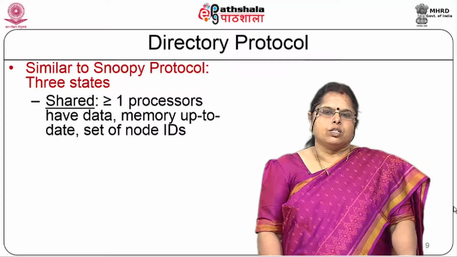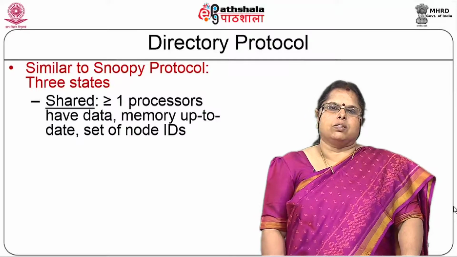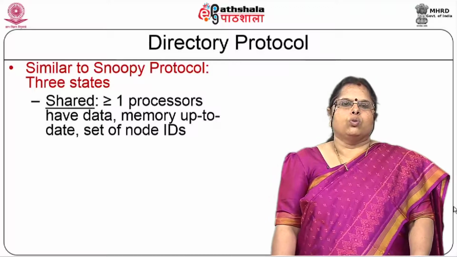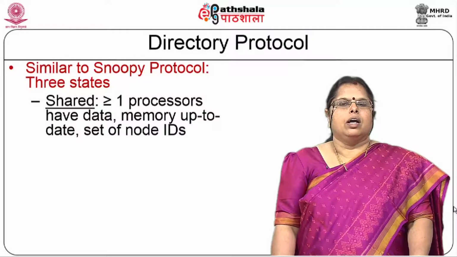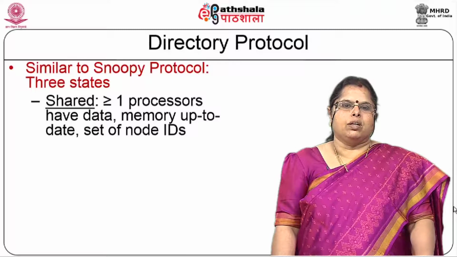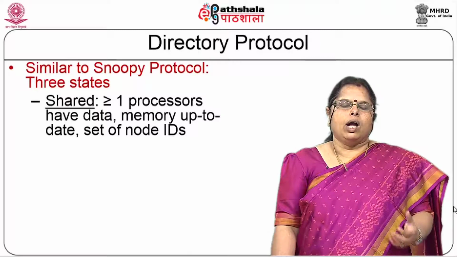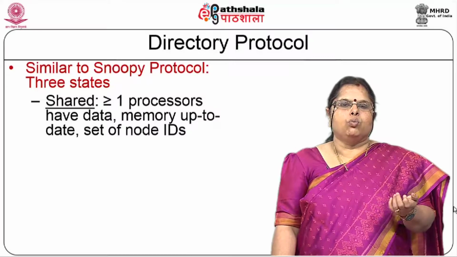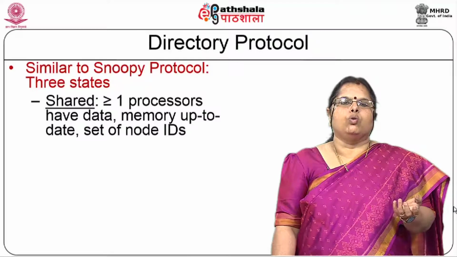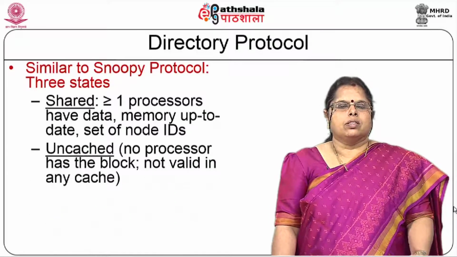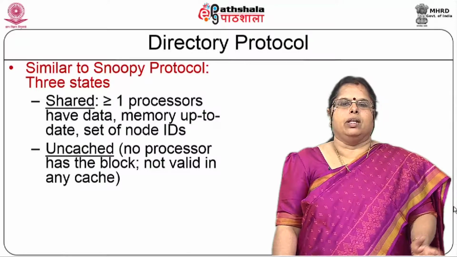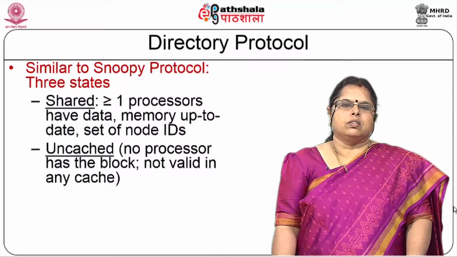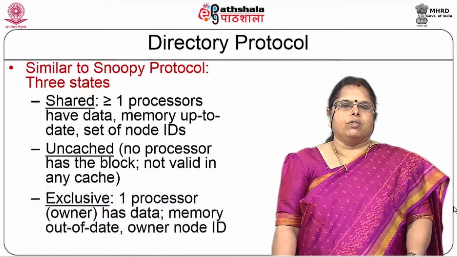But as far as the cache block status are concerned, it is the same as that of your Snoop based protocol. A block can be available in a shared state, which means that more than one processor have the data, and we assume that the memory has up to date information about the data, and you have a set of sharers which is maintained, which will give you the IDs of all the nodes which have shared this data. The second possibility is a memory block has not been cached by any of the processors. So, no processor has this block, so it is not valid in any of the caches.